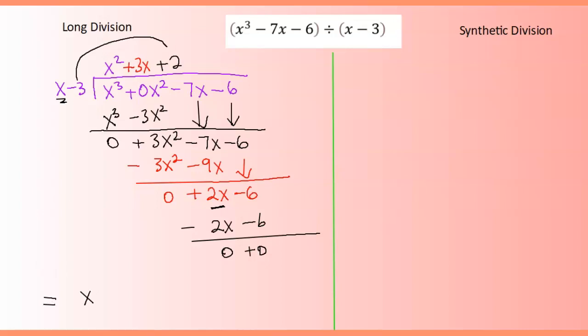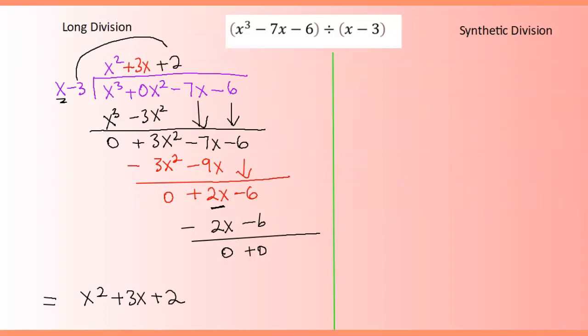We are getting x squared plus 3x plus 2, and the remainder is 0. You realize that we were able to reduce something that was a cubic to a quadratic, which is really helpful, and we know how to solve quadratics, and then you can use it to find all the factors. Let's use the synthetic method to do the same problem.